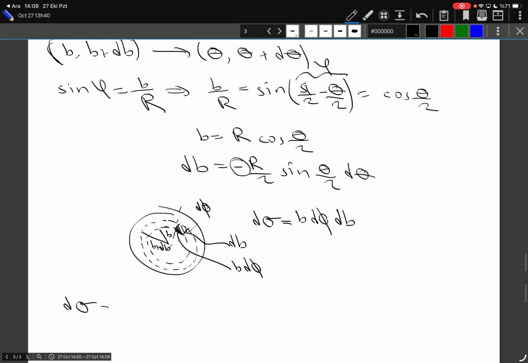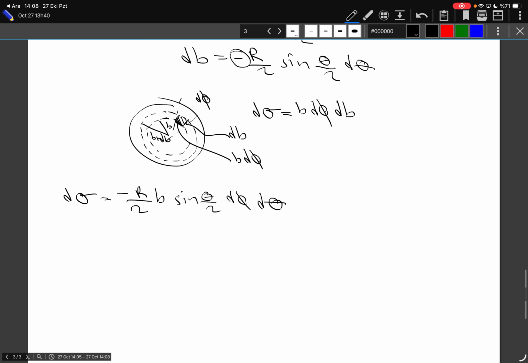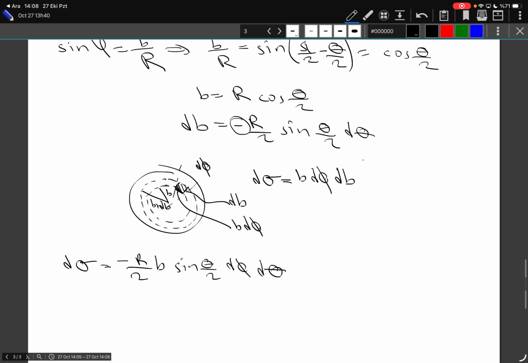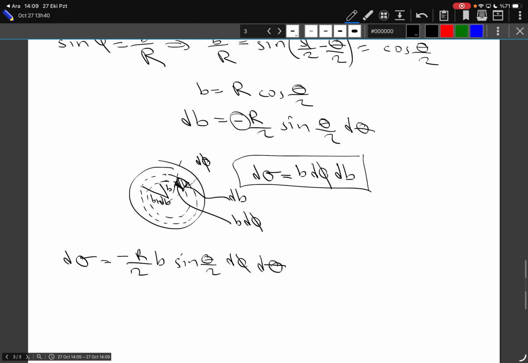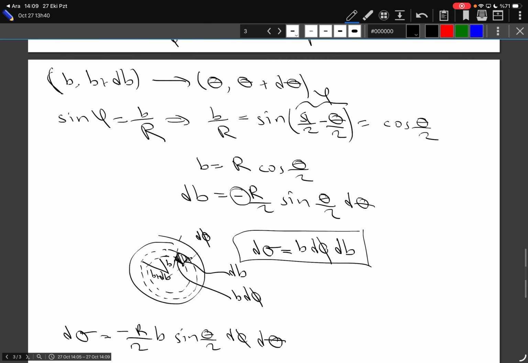So the d sigma is, let me keep the minus sign also, minus R over 2 b sine theta over 2 d phi d theta. What I did was, this is my definition of d sigma. I already have determined that if I target within that area, it will move in the given direction. Then I know how dB is related to d theta. I just substituted it into the definition of d sigma.